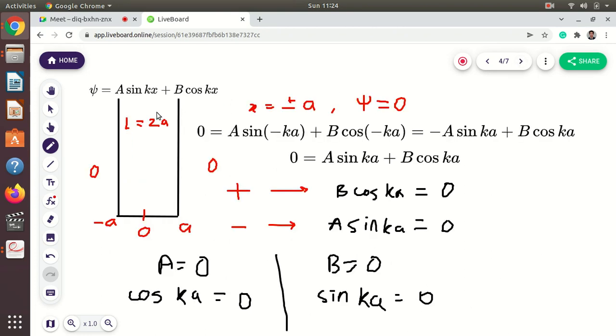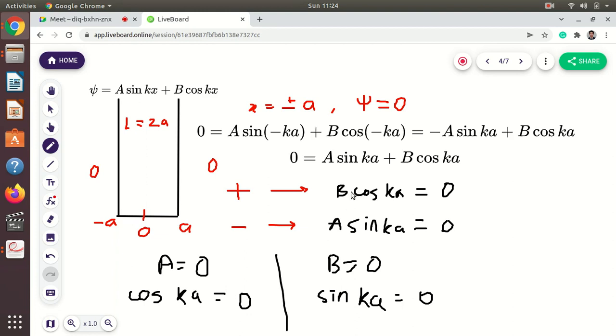Again, in a similar way we apply the conditions. Here at minus a and at plus a the wave function is equal to 0. Applying the boundary conditions on the wave function, we get these two conditions. A and b cannot be simultaneously 0, because if they are 0 then the total wave function is 0 everywhere. There is no space dependence.